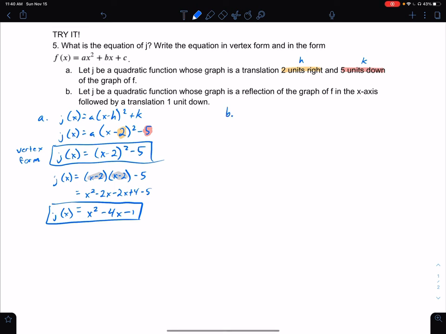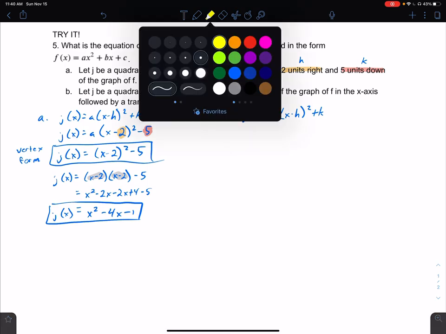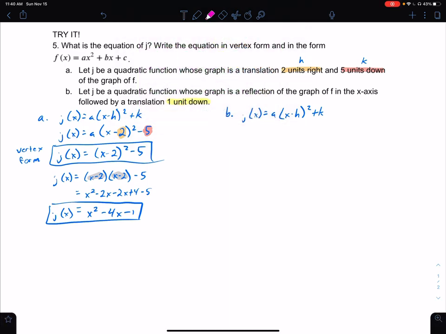Let's take a look at problem B. So same thing, we want to start with vertex form. This time it says let J be a quadratic function whose graph is a reflection of the graph of f in the x-axis followed by a translation. So it's going to go 1 unit down. It's important for us. But here, what's very important is there's a reflection of the graph of f in the x-axis. So we want to keep that in mind. We'll get to that in a second. There is no shift left and right here.